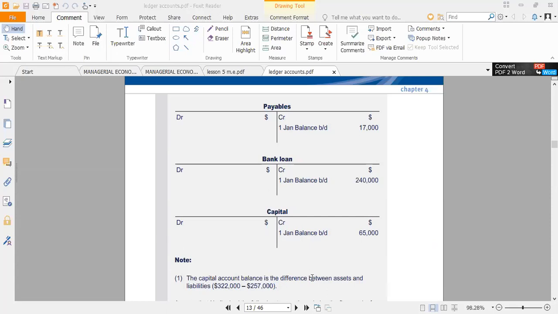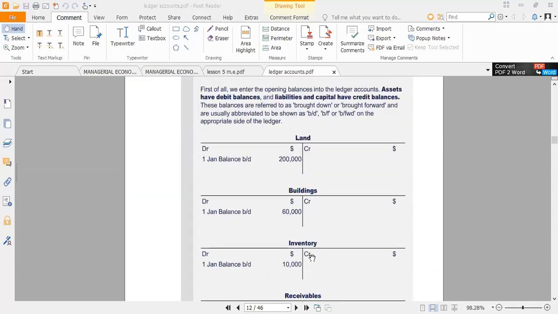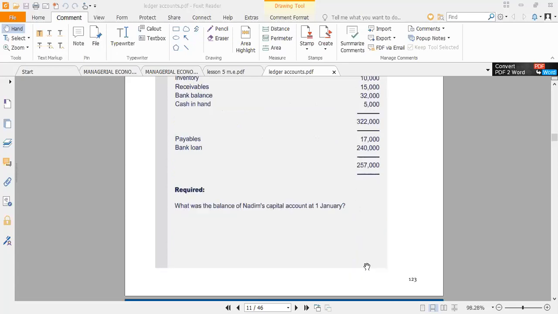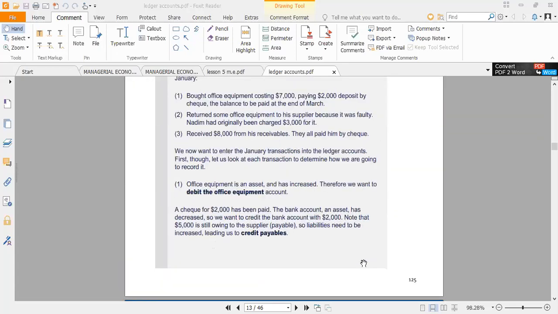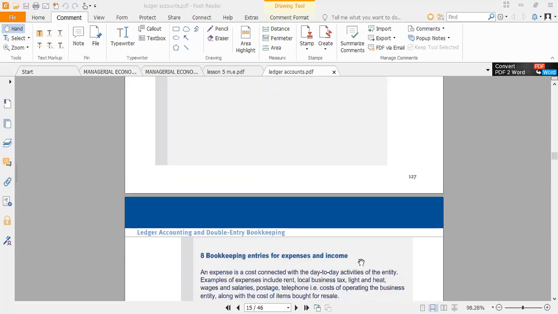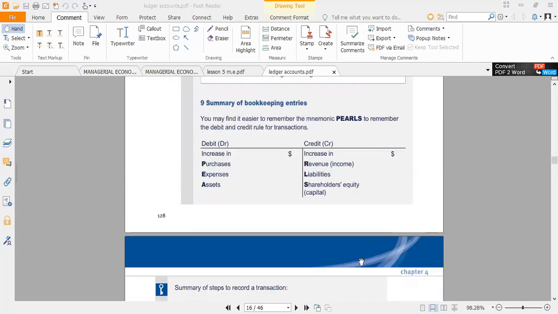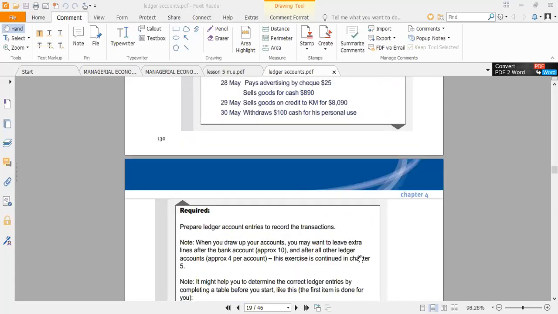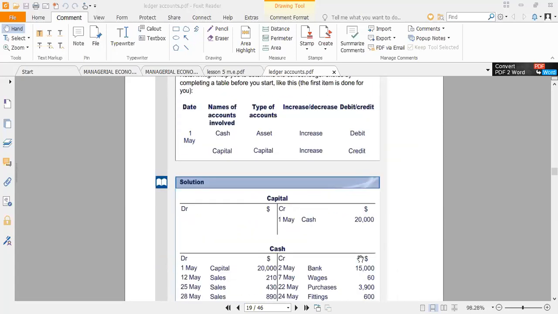So this is credit, this is credit, this is credit for capital. Now to calculate the capital, it's simply the difference, using the accounting equation, between the assets and the liabilities. So our total assets are how much? 322. And we have our liabilities that have been given there as 257. So when you subtract our liabilities from our assets, what we get is our capital.